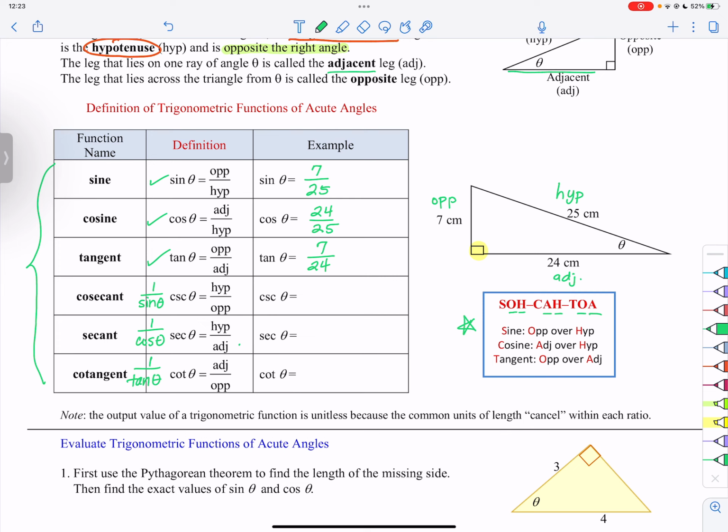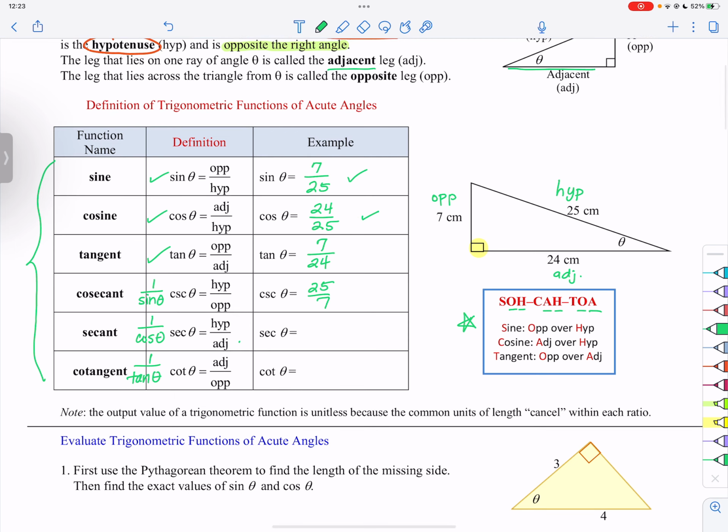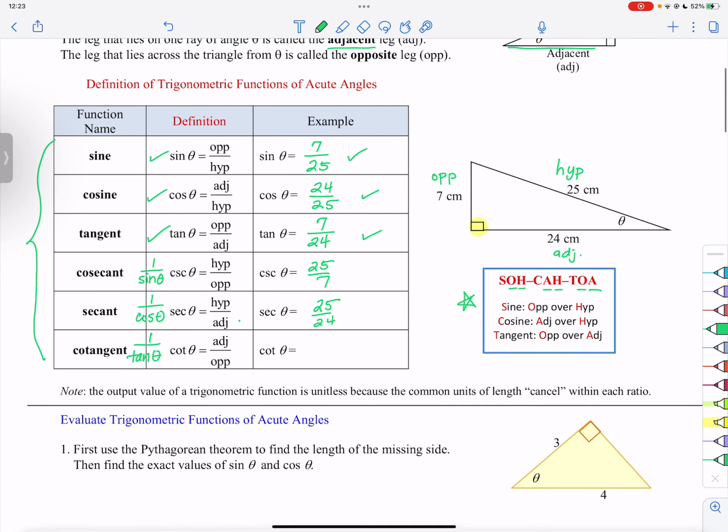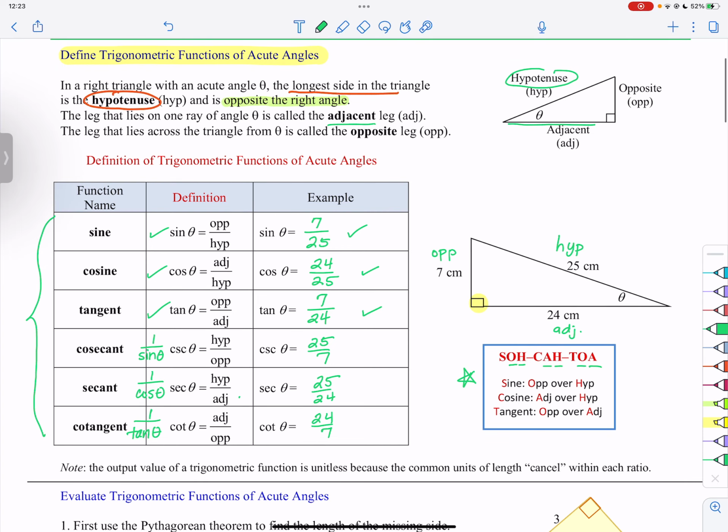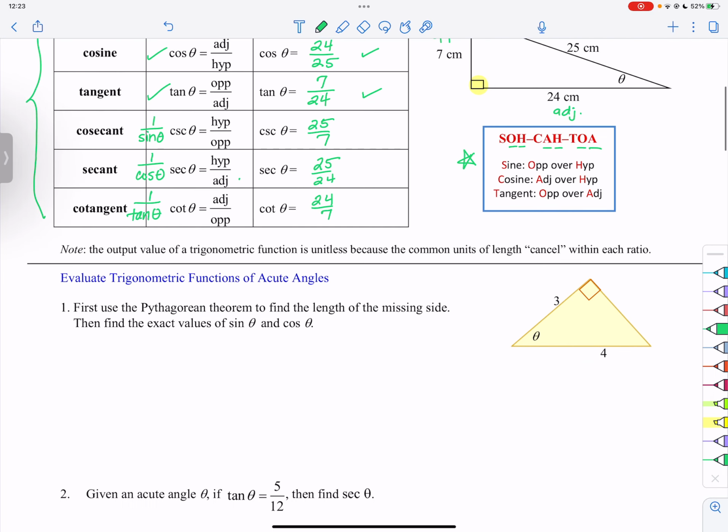And the cosecant, we could just reciprocate the sine and write 25 over 7. The secant, we could reciprocate the cosine and write 25 over 24. And the cotangent of theta, we could reciprocate and write 24 over 7. Okay, so these are very, very important when we're looking at these acute angles.